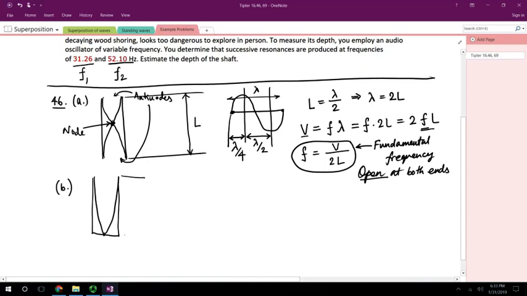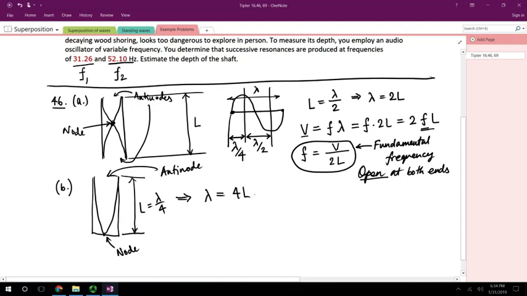So this distance is L, but it is also equal to lambda over 4, right? Because this is a node and this is the closest antinode. Great, so L equals lambda over 4, which also tells us that lambda must be equal to 4L.